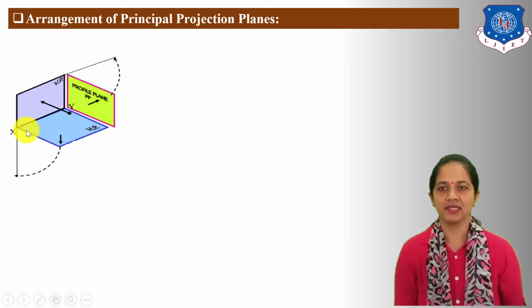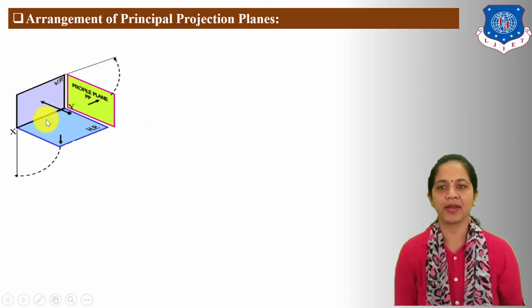Here you can see the horizontal plane, which is parallel to the ground or floor, the vertical plane, which is perpendicular to the horizontal plane, and the profile plane (PP), which is perpendicular to the vertical and horizontal planes. Now, when we observe any object or any point from the front direction, we get its projection on the vertical plane, and it is known as the front view or elevation.